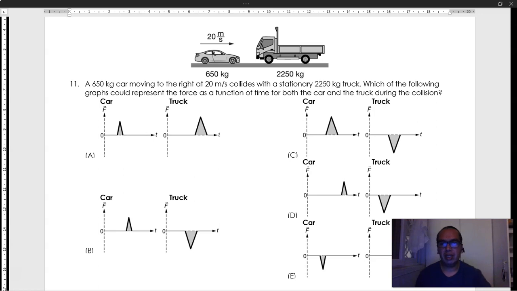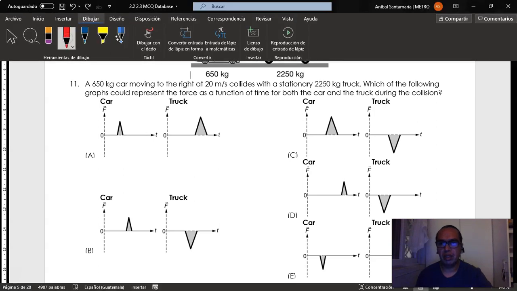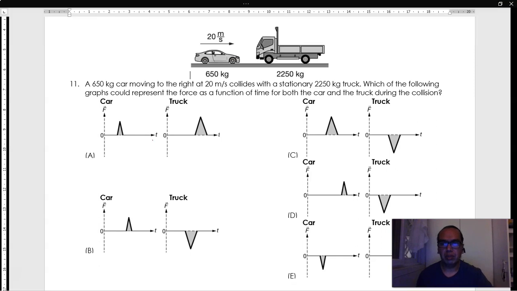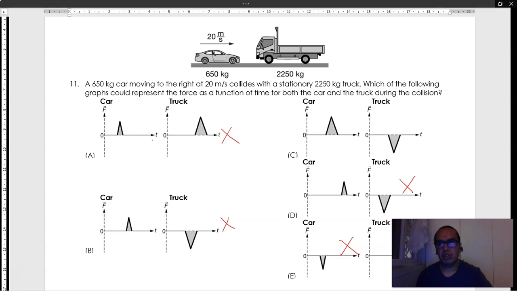In the first place, Newton's third law forces us to consider that the two forces must have equal magnitude, which means that we cannot have option A, B, D, or E. On the other hand, necessarily, the two forces must go in opposite directions because of Newton's third law. So option C is our only viable option.